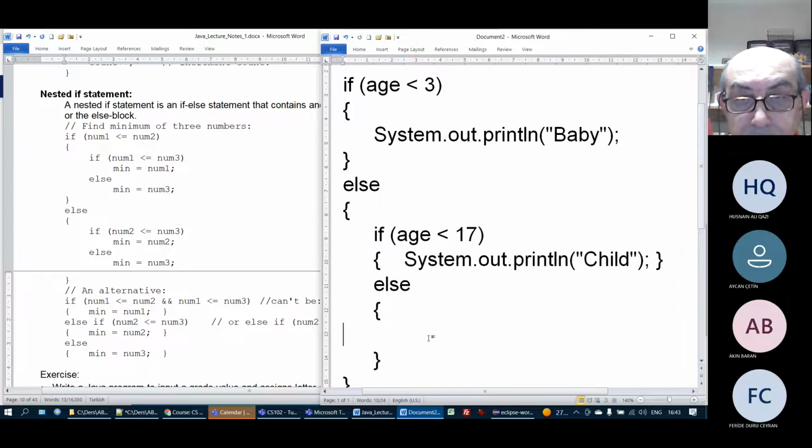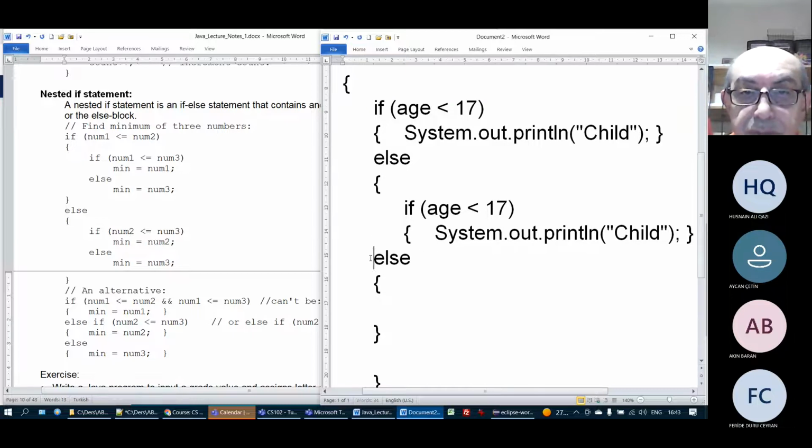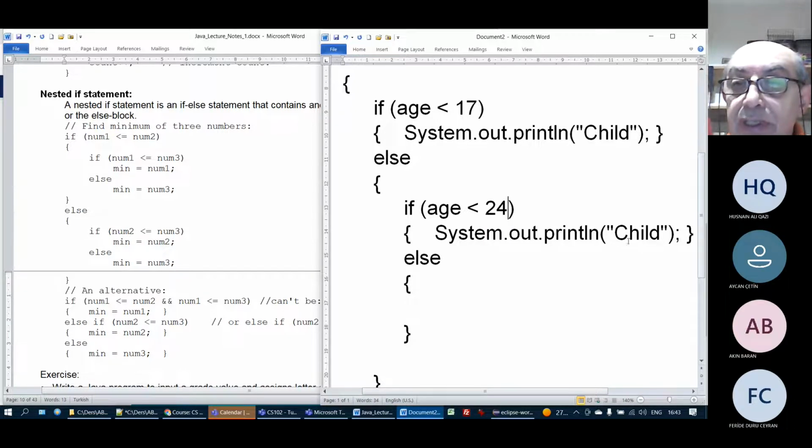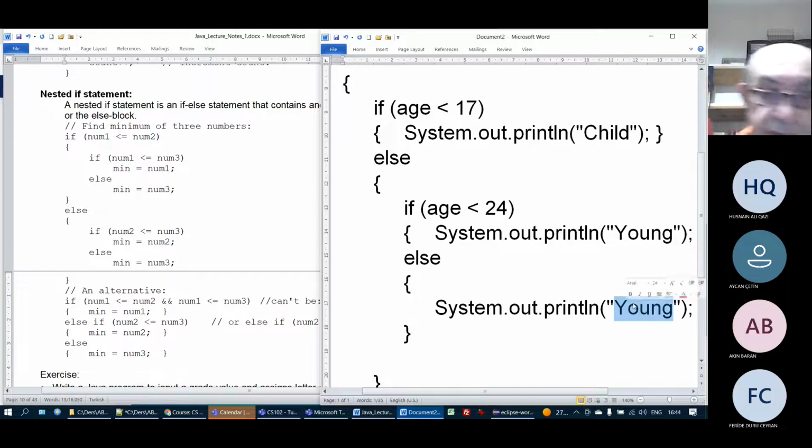Control C, I will put it here. I will fix this in a few minutes. Okay. Here, if it is, for example, less than 24, up to 23, let's call it young. Otherwise, I want to print, for example, middle-aged.